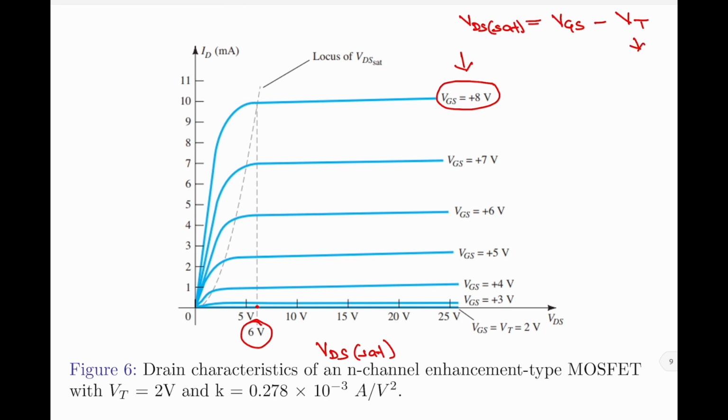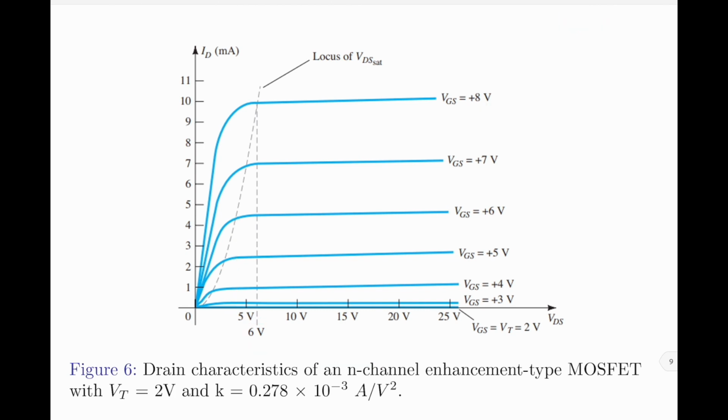If I assume the threshold Vt as a constant, then we will note that the higher the value of the gate to source voltage, the greater will be the saturation level for the drain to source voltage. For example, for VGS equals plus 8 volt, we obtain the drain to source saturation voltage as 6 volt. If I take the gate to source voltage as plus 6 volt, then the drain to source saturation voltage will be less than 6 volt, which in this case is approximately 4 volt. So, we understand that the higher the gate to source voltage, the higher the drain to source saturation voltage.